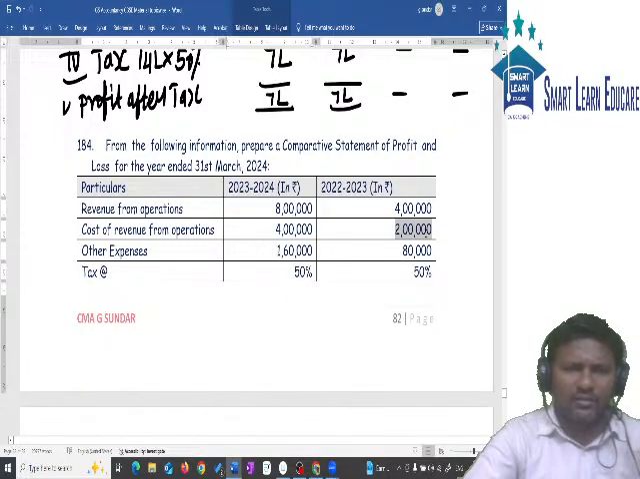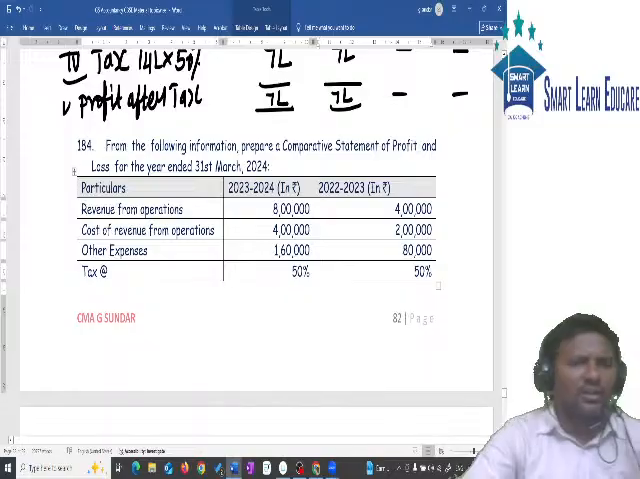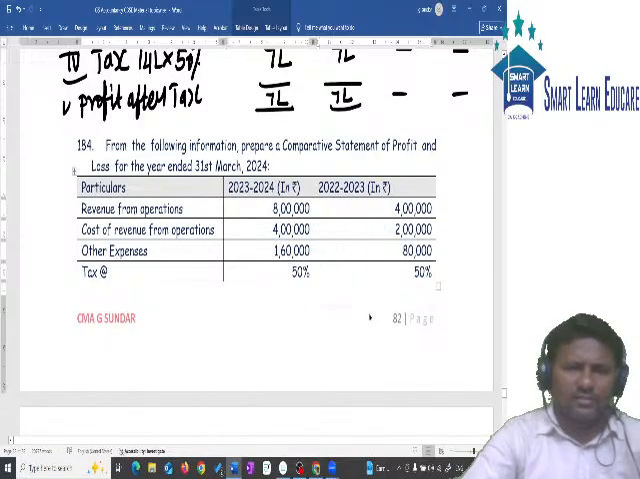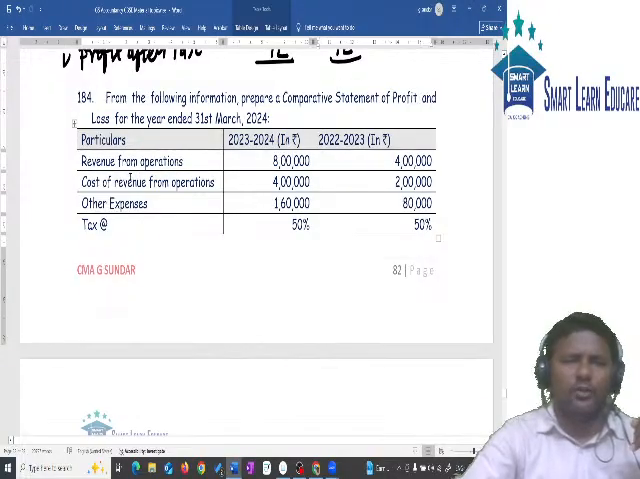Last year it is 2 lakh, and this year it is 4 lakh. Again increase is 2 lakh. Other expense: last year 80, this year it is 160. Tax is 50 percentage, same like the last question. Please try this question, question number 184.